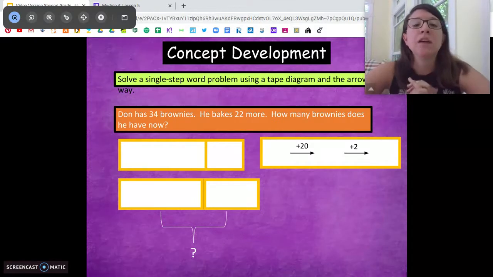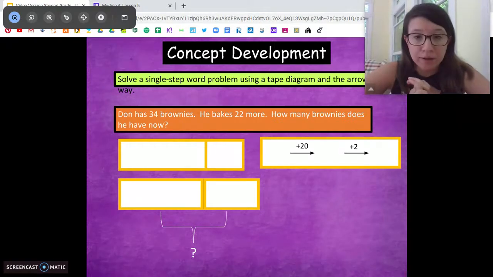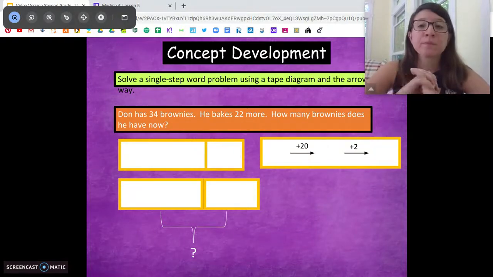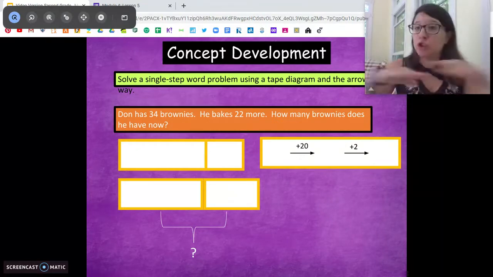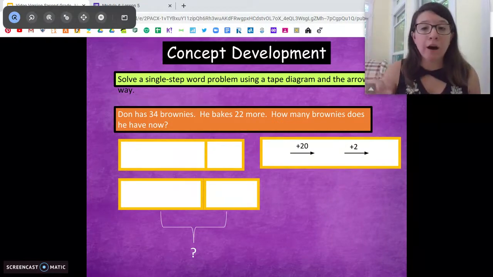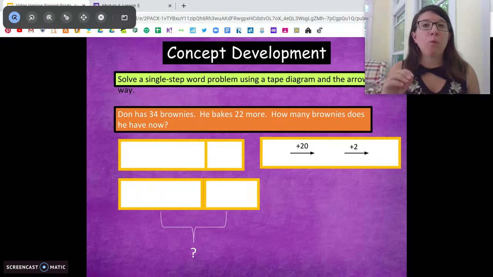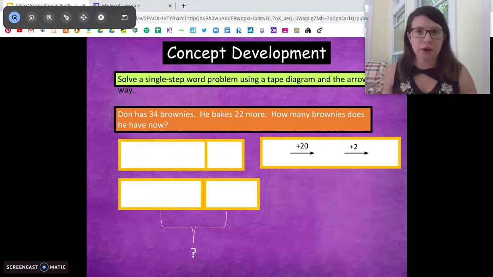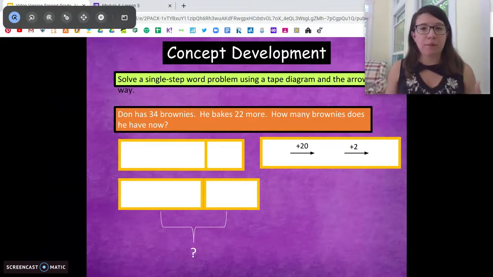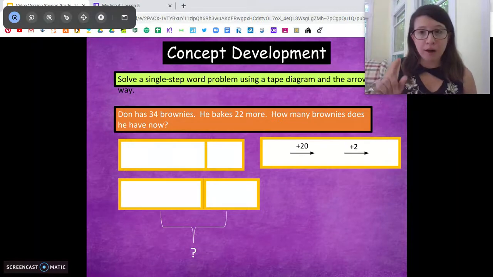Our problem says, Don has 34 brownies. He bakes 22 more. How many brownies does he have now? I want you to pause. Don't solve yet, but pause. Talk to someone at home about how you think we can solve this. What can we do to solve this problem? Don't solve it. Just pause and talk about it.